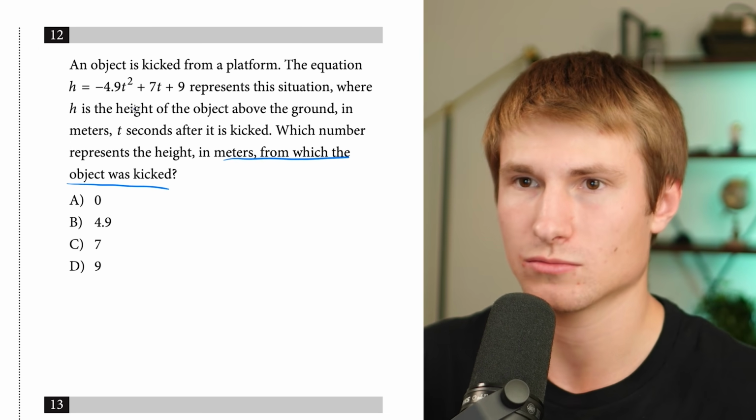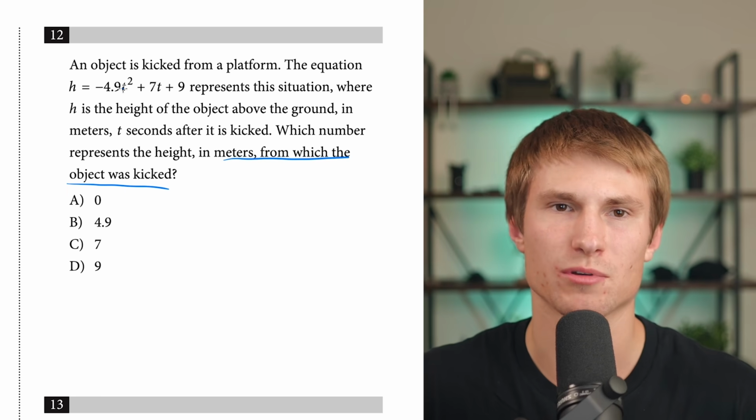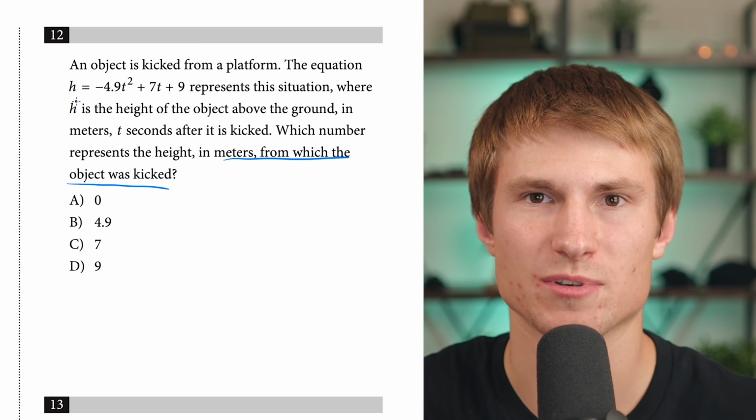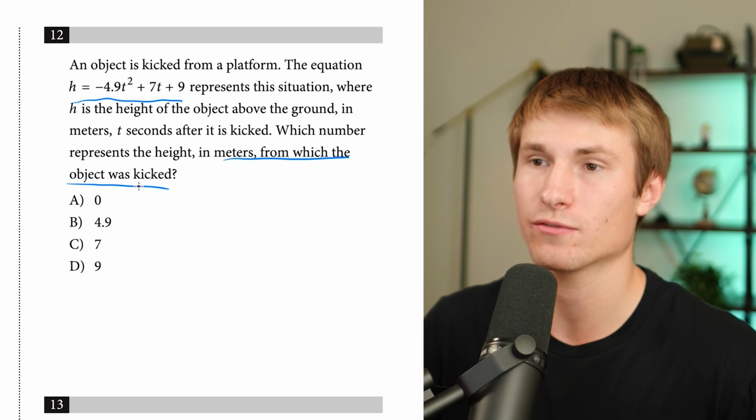Okay, a question on the SAT deals with something falling from some certain height, whether it's thrown off, kicked off, launched off, things like that. And the way that it's usually represented is in an equation like this. In this case, we're asked which number represents the height from which the object was kicked.